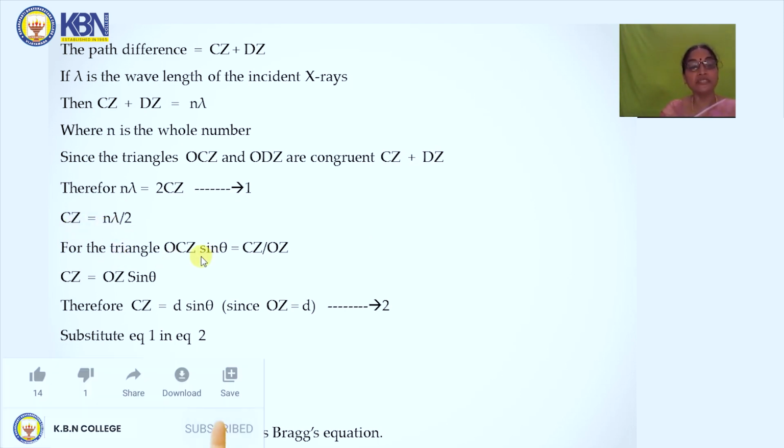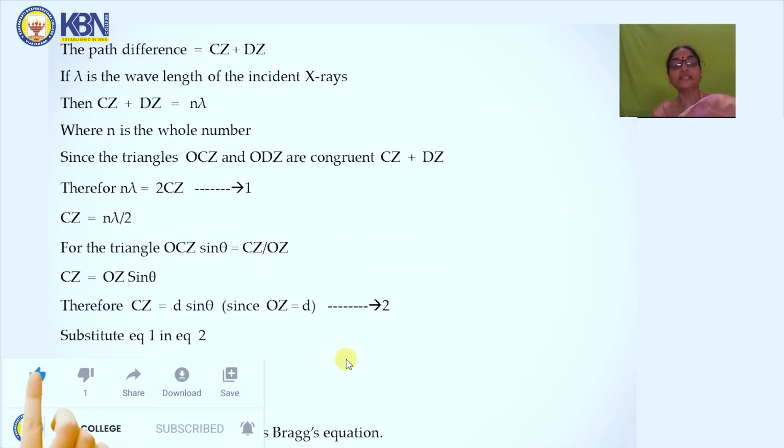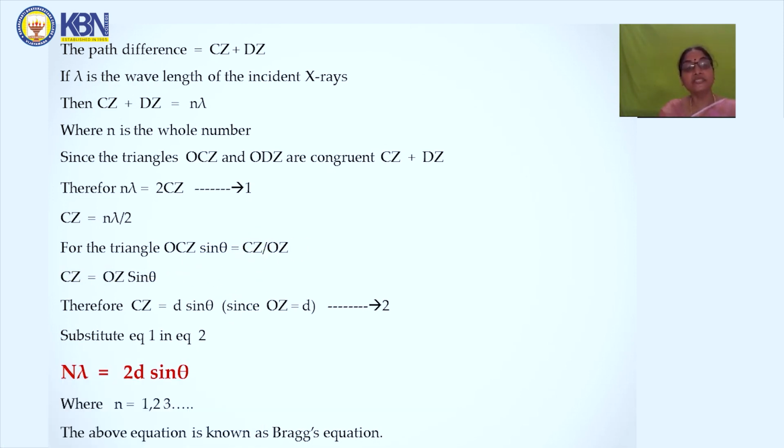For the triangle OCZ, sin theta is equal to CZ by OZ. So CZ is equal to OZ sin theta. Therefore CZ is equal to d sin theta. (equation 2) So substitute equation 1 in 2. By substituting equation 1 in 2, we get n lambda is equal to 2d sin theta, where n is equal to 1, 2, 3, and the above equation is known as Bragg's equation.